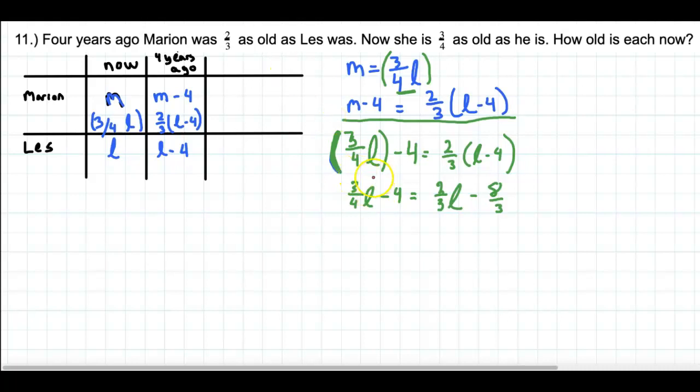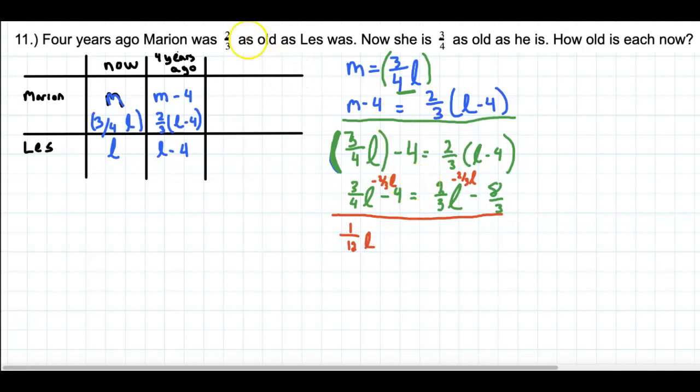So I think we're going to subtract 2/3 L from both sides. So when I do that, let's think about that. We have to use a common denominator, so 12ths. So that's going to be 9/12 minus 8/12. So that's just a 12th of L.